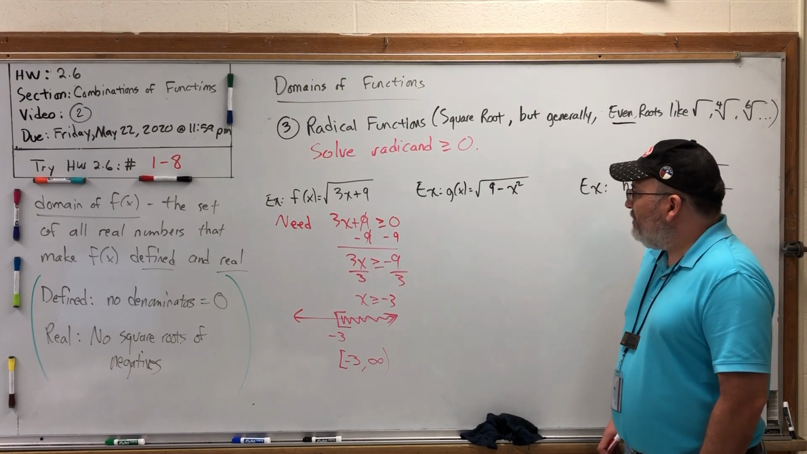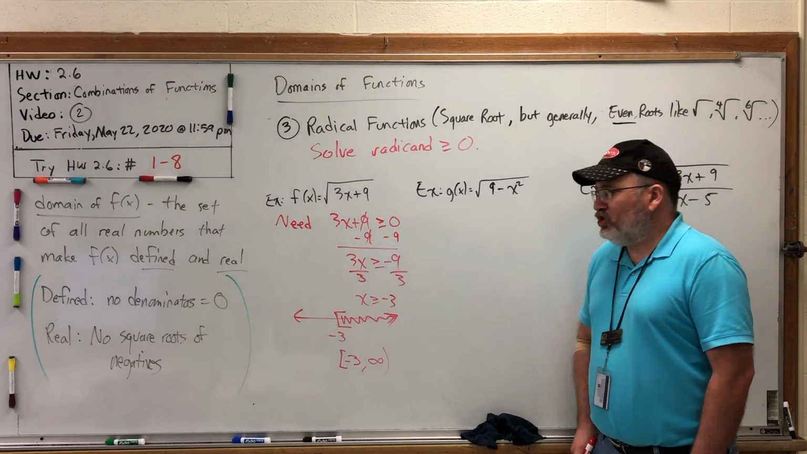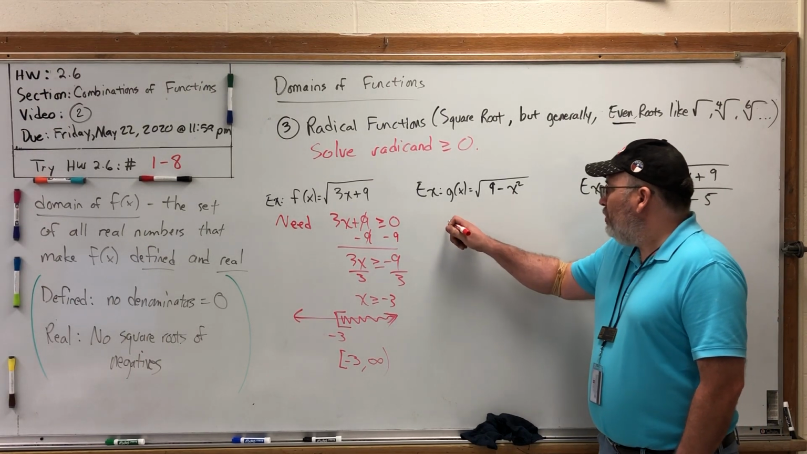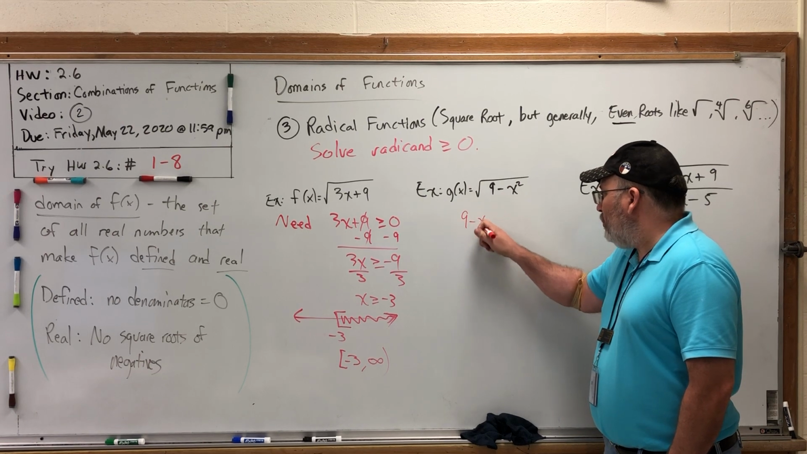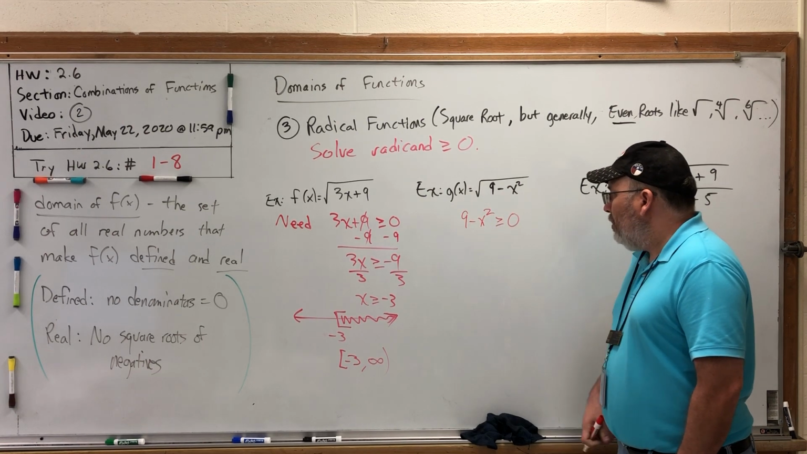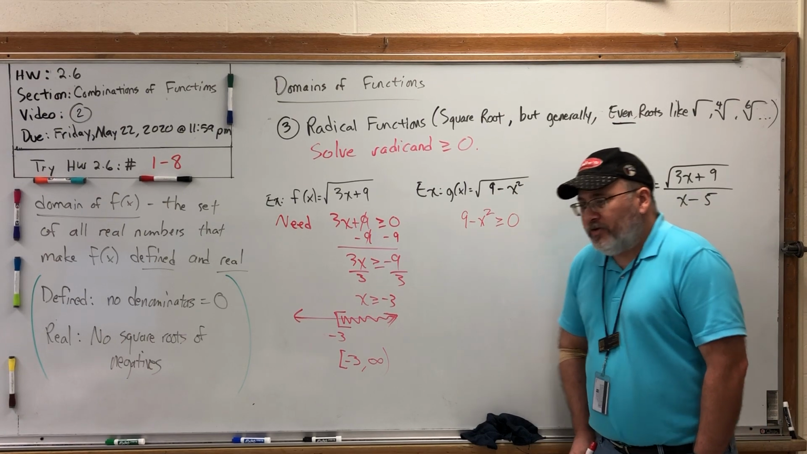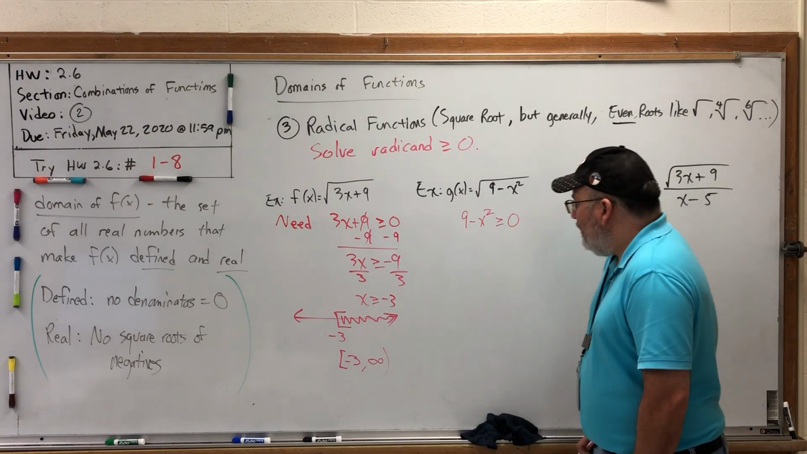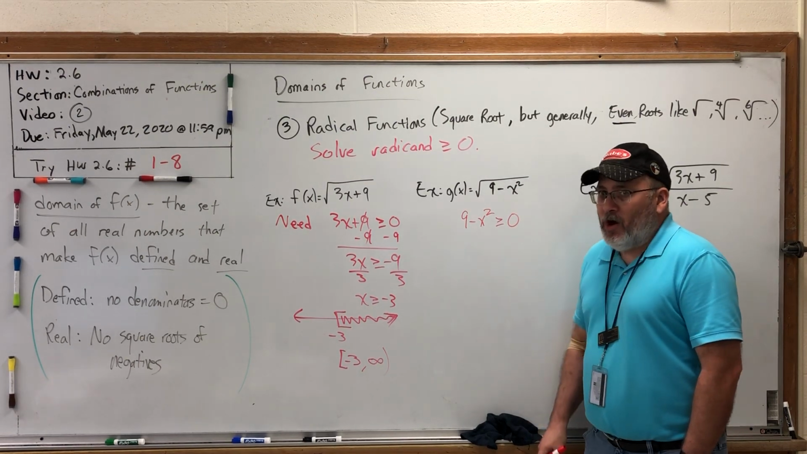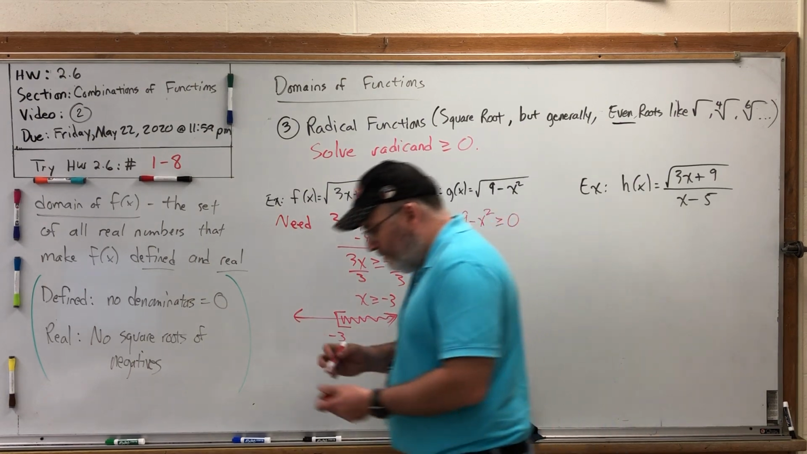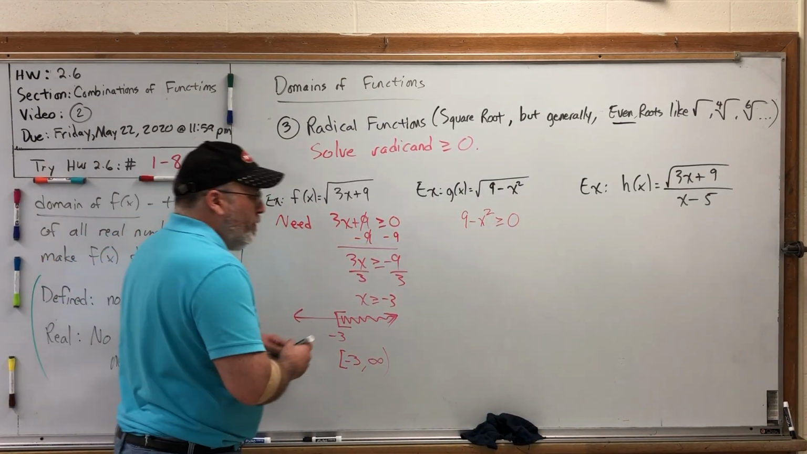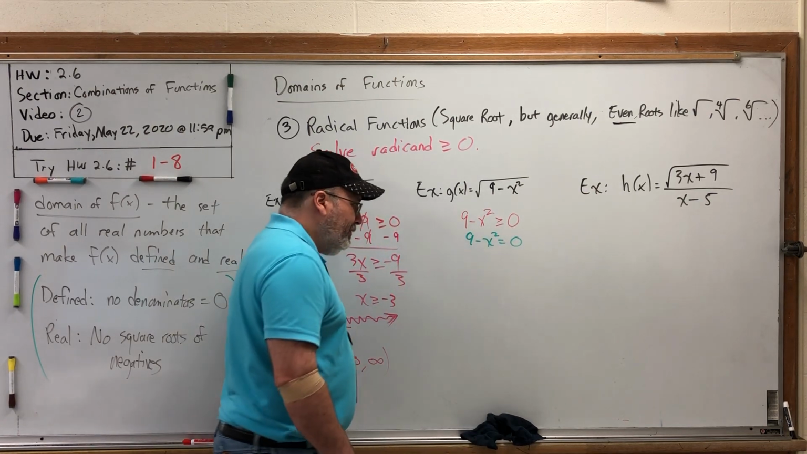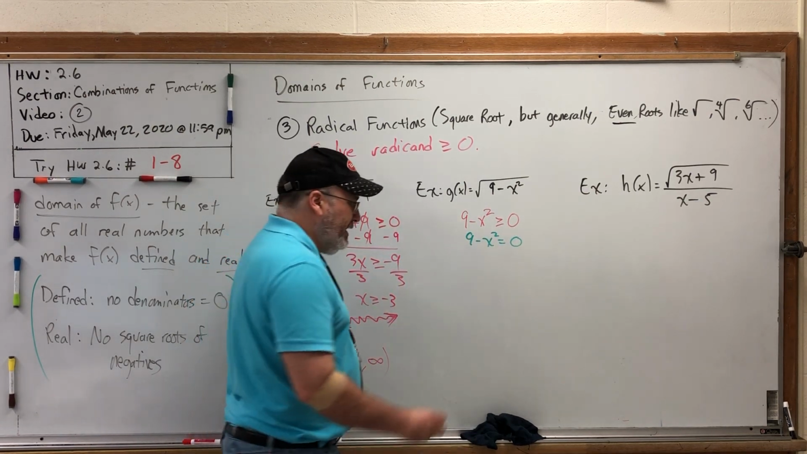For example, in this next one, g of x equals the square root of 9 minus x squared. The radicand is quadratic. That doesn't change the approach. We still need 9 minus x squared to be greater than or equal to 0. But you may recall from a previous video, I believe it was from homework 1.7, that to solve a polynomial inequality, the strategy there is to first solve the corresponding equation. 9 minus x squared is equal to 0. Let's not dilly-dally, the solutions are 3 and negative 3.